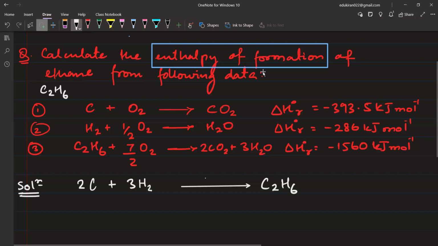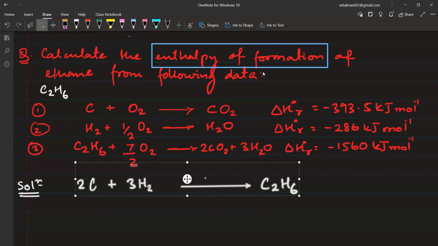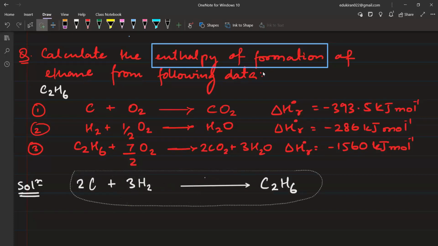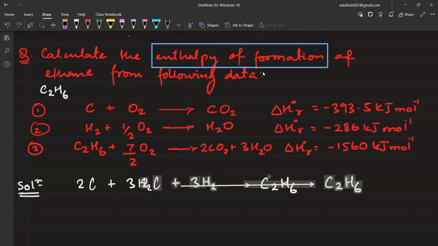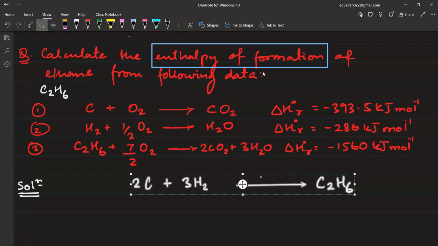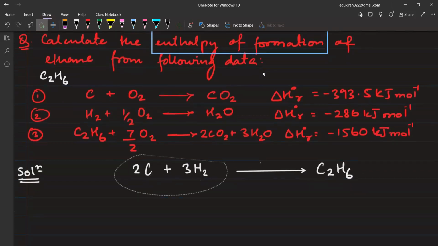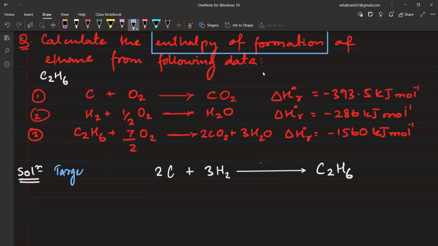इसको हम लोग क्या बोलेंगे? What we will call this, because they're asking you what? They're asking you the enthalpy of formation of ethane. And enthalpy of formation of ethane is nothing but this reaction. इसको हम लोग बोलेंगे target reaction. Target reaction.